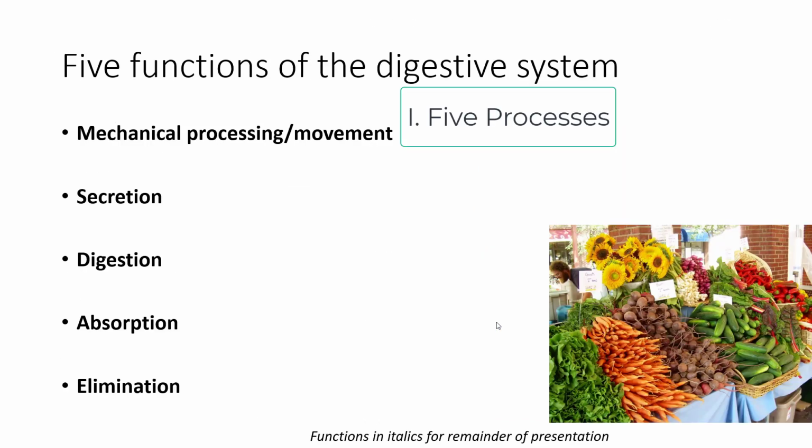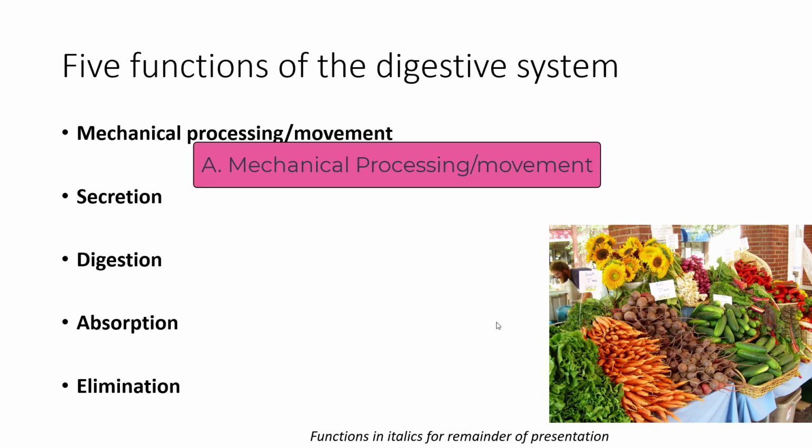There are 5 functions of the digestive system here. The first one is mechanical processing and movement. So something like chewing would be mechanical processing. Something like peristalsis through the digestive tract would be movement. Anything that's going to do physical actions is going to be doing this mechanical processing and movement.